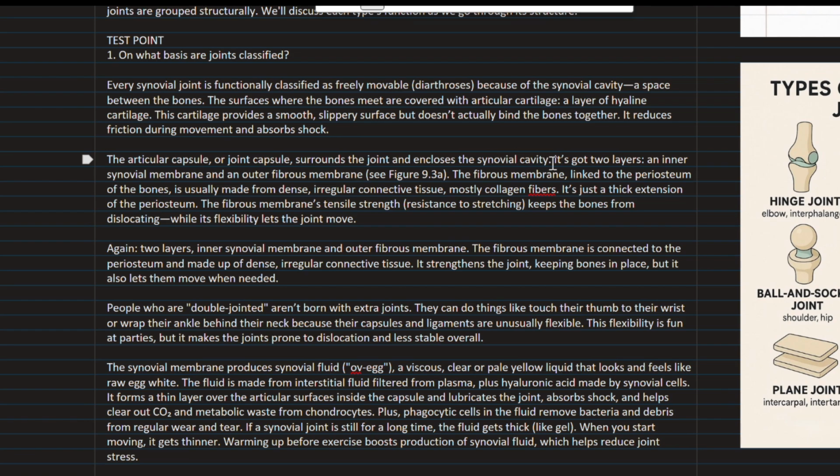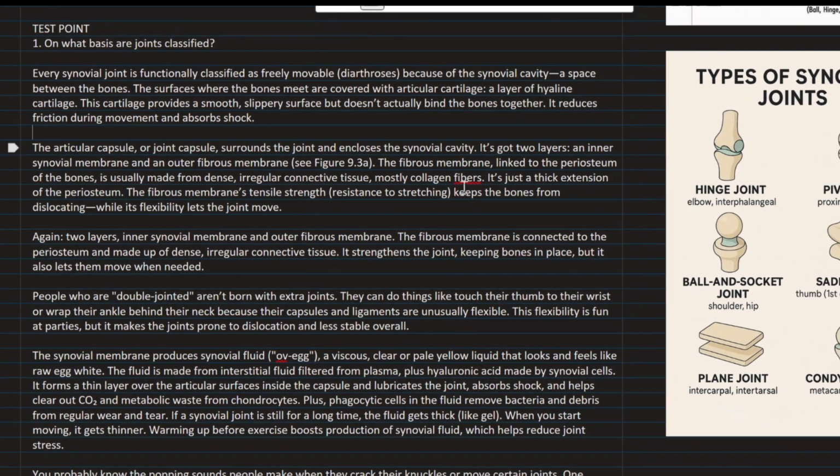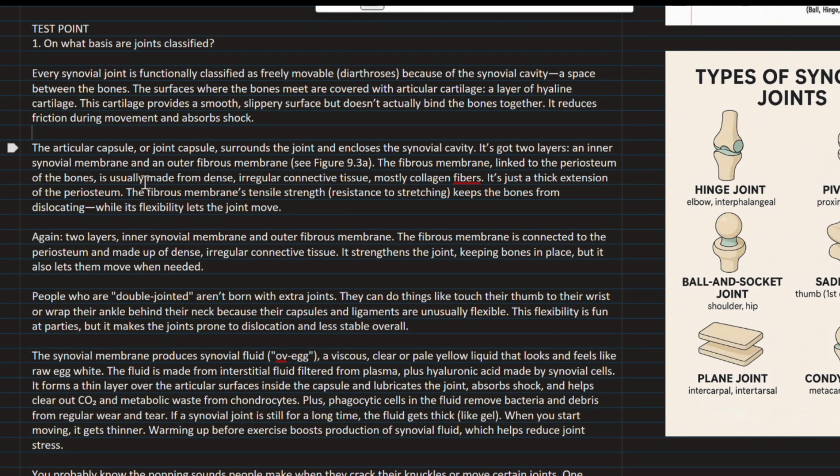The articular capsule, or joint capsule, surrounds the joint and encloses the synovial cavity. It's got two layers, an inner synovial membrane and an outer fibrous membrane. The fibrous membrane, linked to the periosteum of the bones, is usually made from dense, irregular connective tissue, mostly collagen fibers. It's just a thick extension of the periosteum. The fibrous membrane's tensile strength, resistance to stretching, keeps the bones from dislocating, while its flexibility lets the joint move.